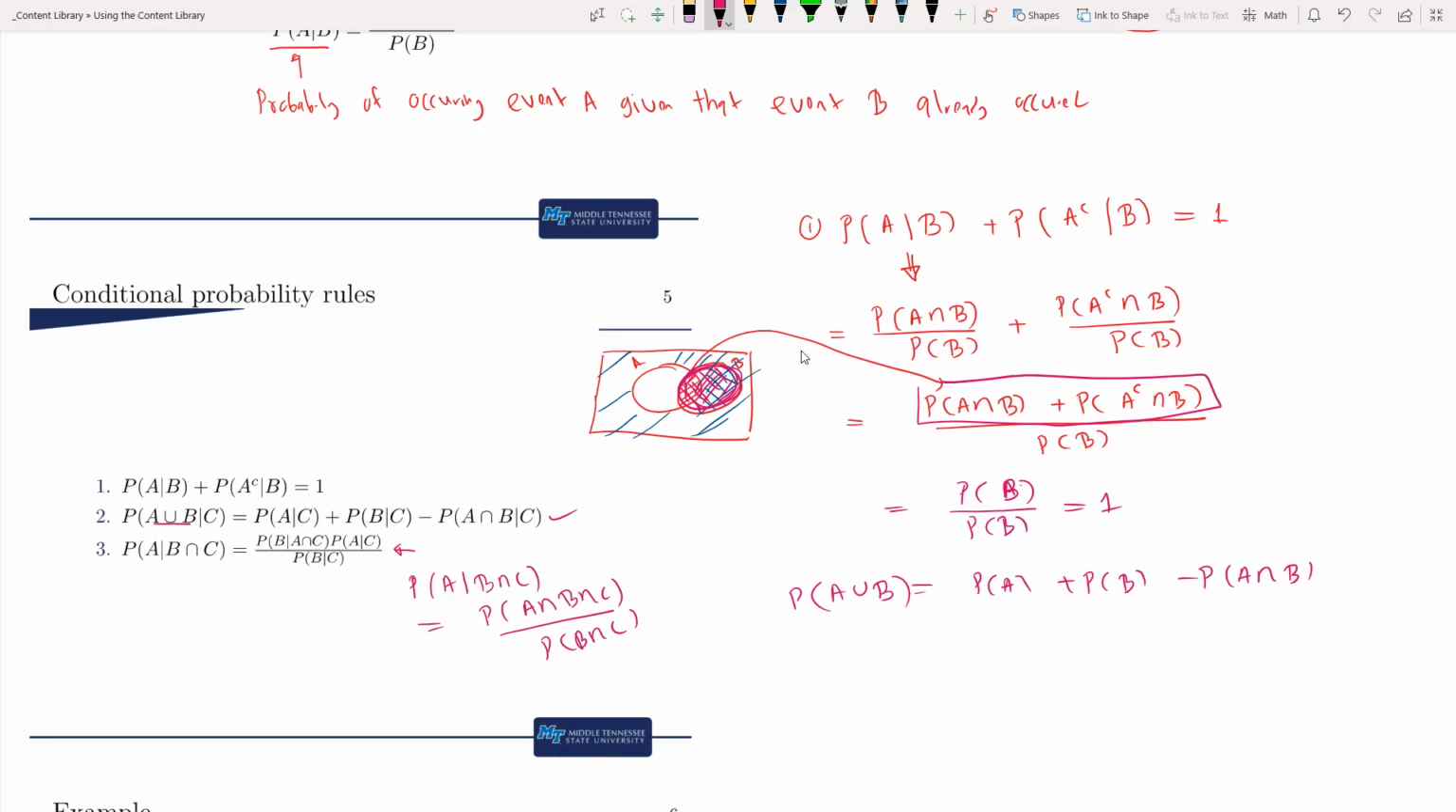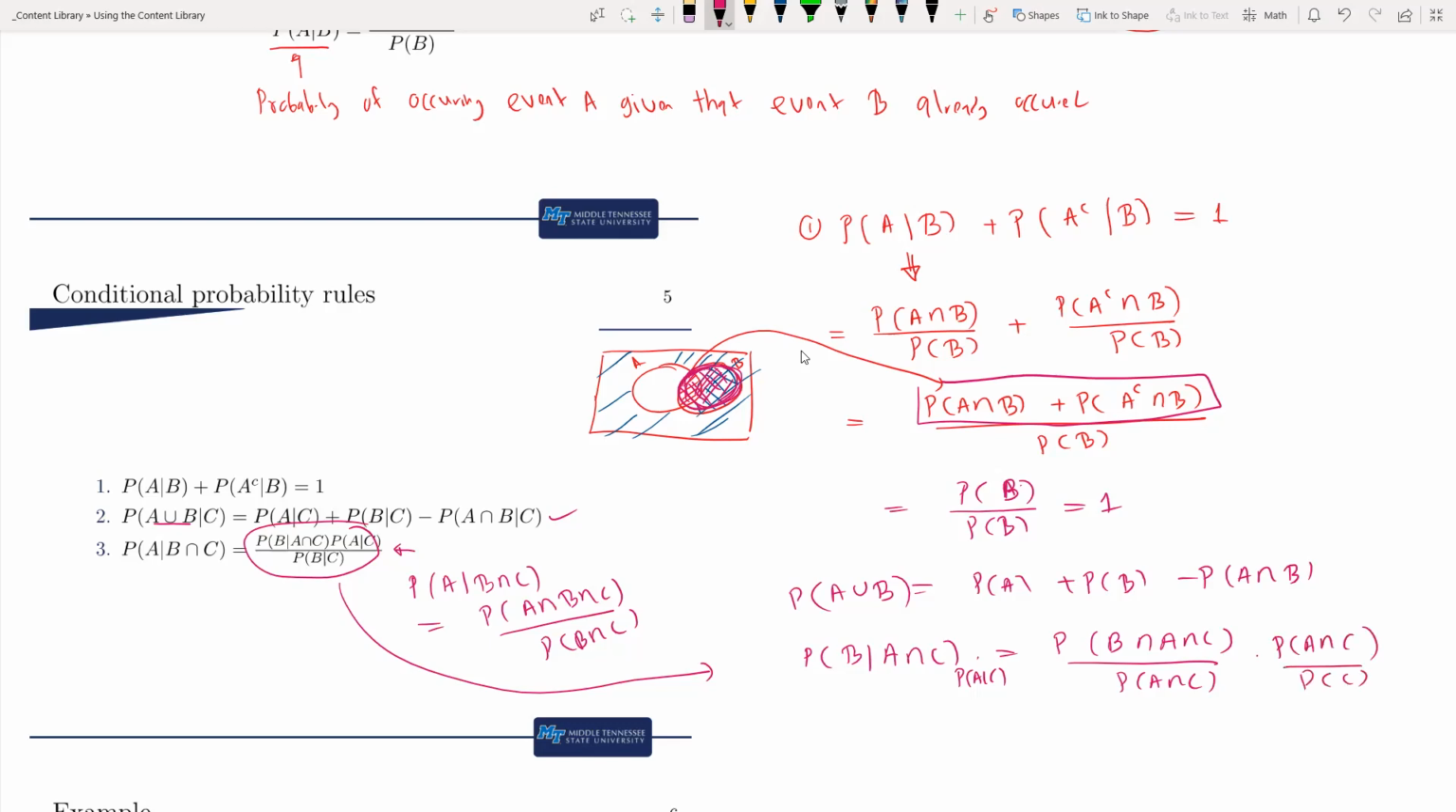Now expand the other side. If you expand this part, you can see that probability B given A and C is probability of B and A and C over probability A and C. Then you multiply it with probability A given C, which is, let me write here, probability A given C, which is basically, if I expand, probability A and C over probability of C. Then you are dividing by this part, that's going to be probability B and C over probability C.